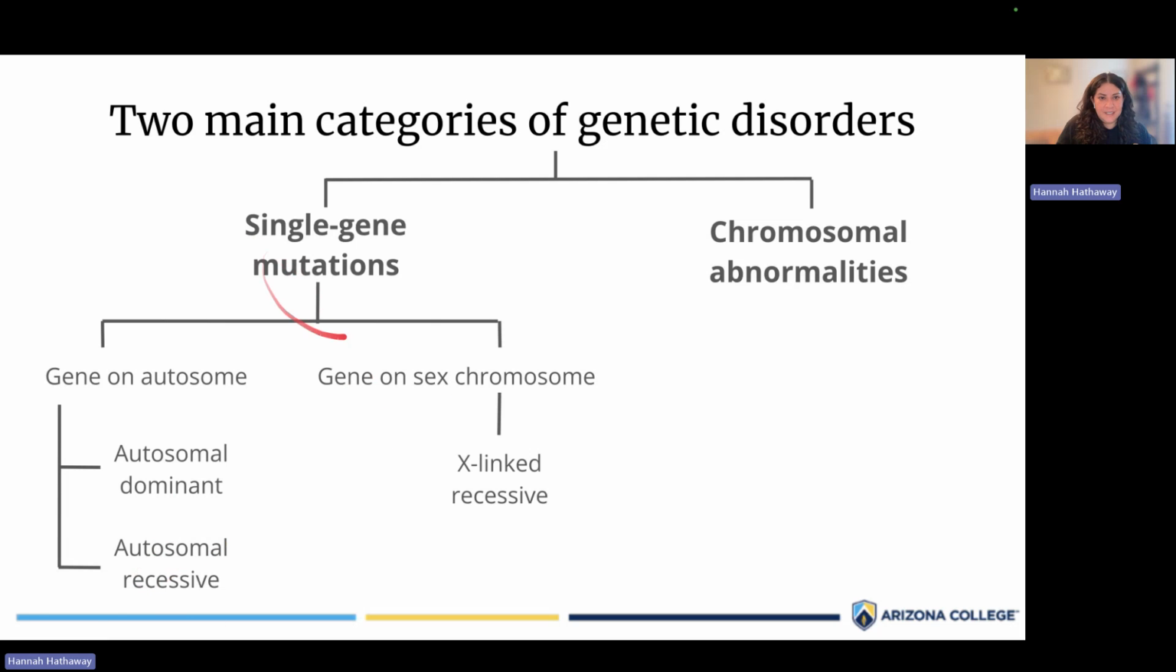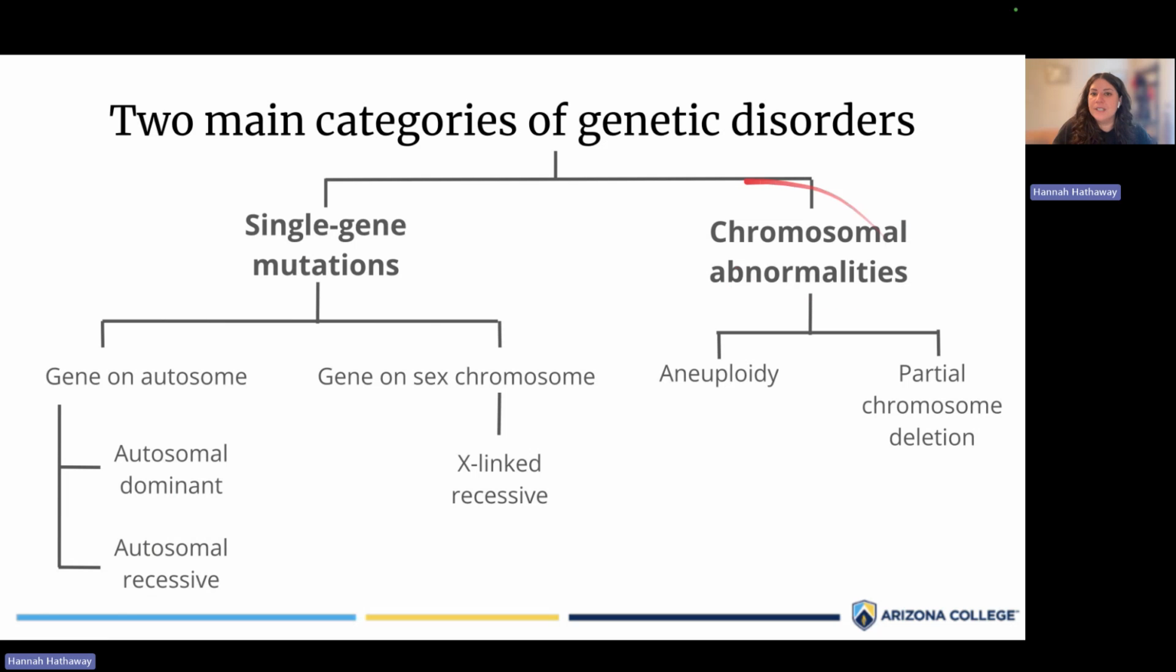If the gene that causes the genetic disorder is on a sex chromosome, then that could cause something like an X-linked recessive genetic disorder. So this would be the mutated gene is on an X chromosome. And then once again, for chromosomal abnormalities, these are genetic disorders where the issue is with the number or the appearance of chromosomes. There are 2 categories.